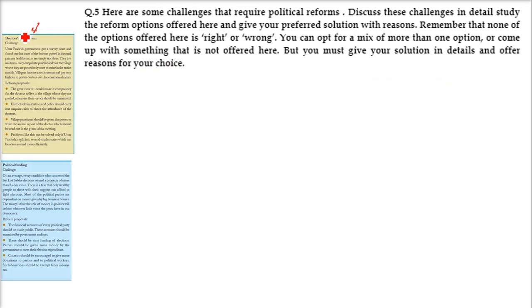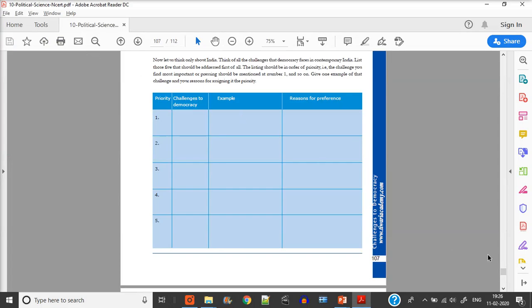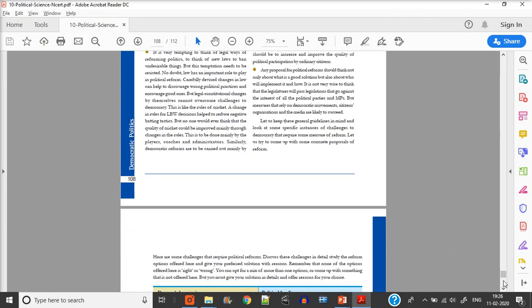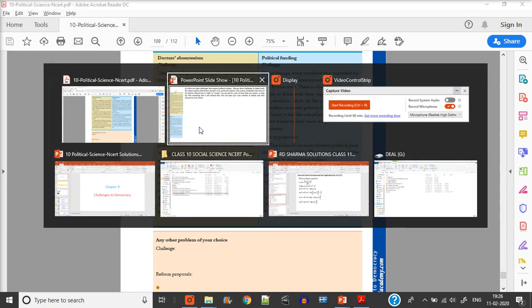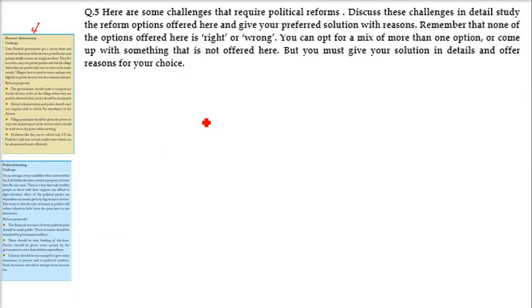Now we have certain challenges that require political reforms. So here is the question. Now, according to this question, discuss these challenges in detail, study the reform options offered here and give your preferred solution with the reasons. Remember that none of the options offered here is right or wrong. You can opt for a mix of more than one option or come up with something that is not offered here. But you must give your solution in detail and offer reasons for your choice.